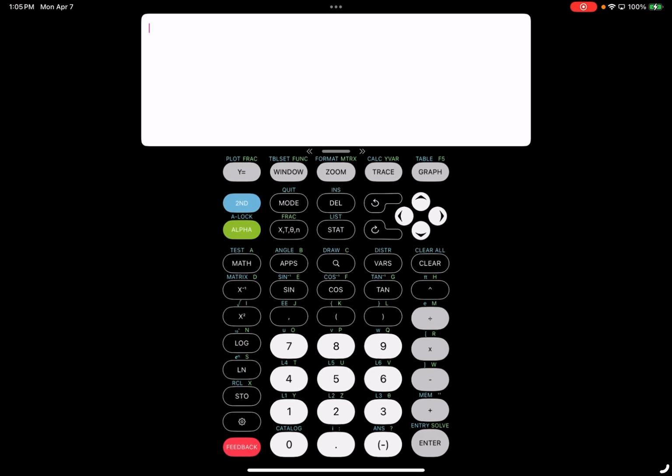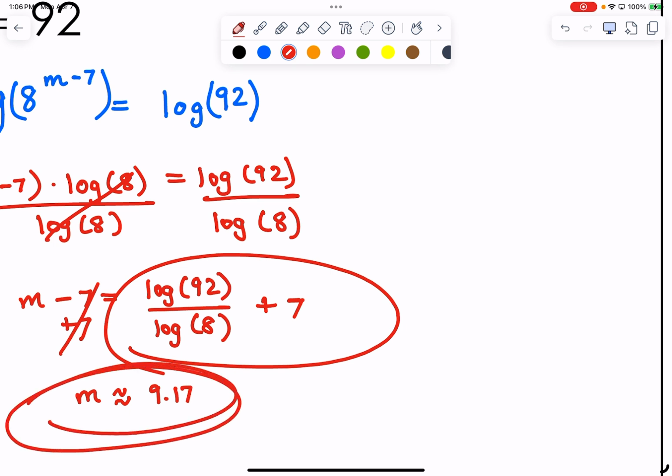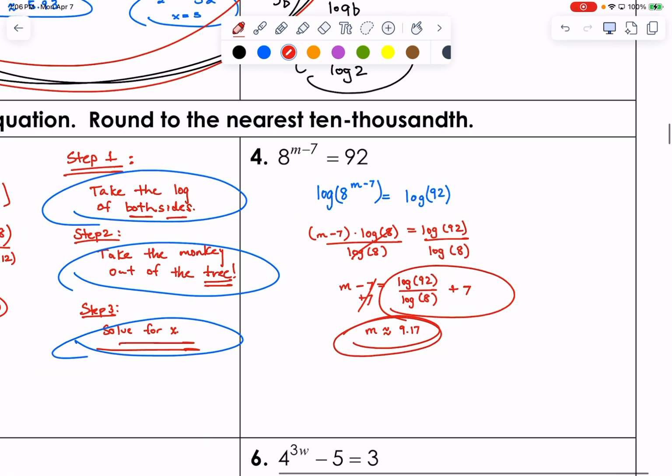So you're going to go, what is it? Log what? 92. So I'm going to go log 92. Close the parentheses. Divided by log 8. Close the parentheses. Some of you might want to use alpha x. Then you're going to go plus 7 at the end. You should get 9.17 if we round to 2 decimal places. So you're going to get approximately 9.17. Okay? Questions? All right, let's go to number 5.